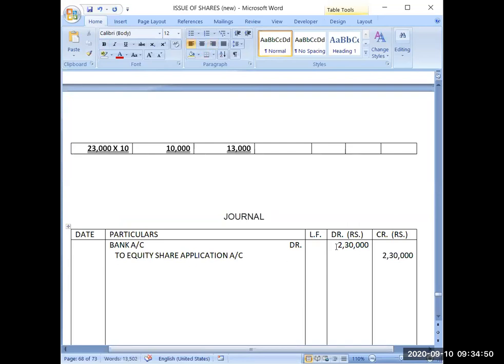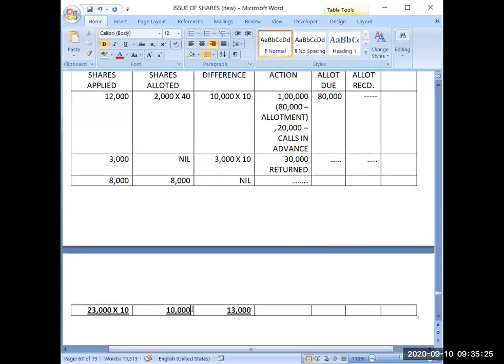Now we will do the second entry: equity share application account debit. 2,30,000 we have to adjust. Out of this, some amount will go to capital, to equity share capital account. So now if I want to calculate the capital, I will take the total multiplied by 10.